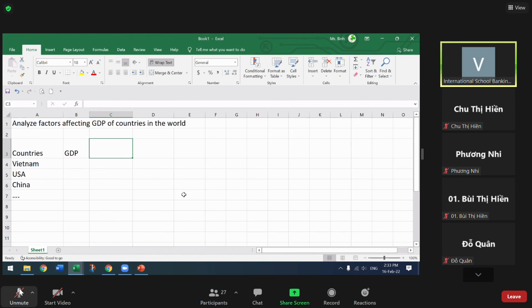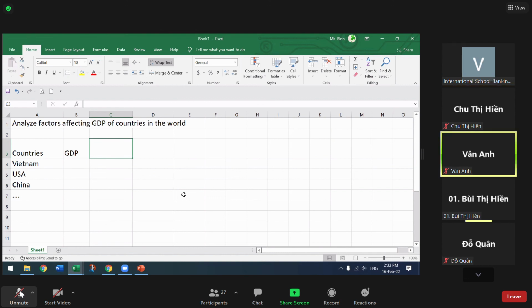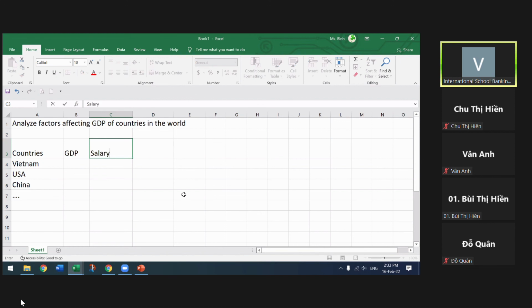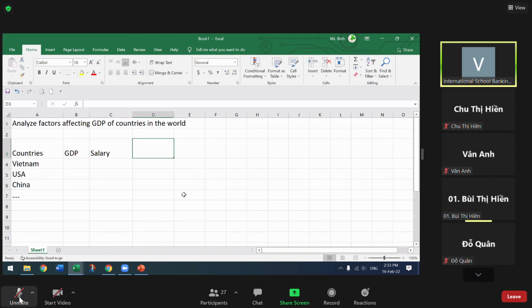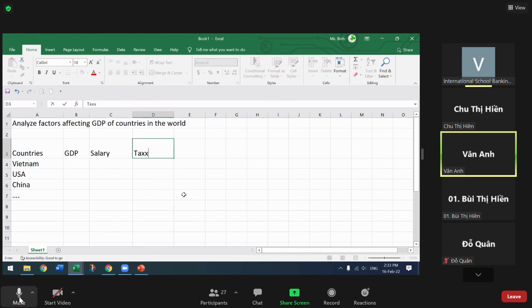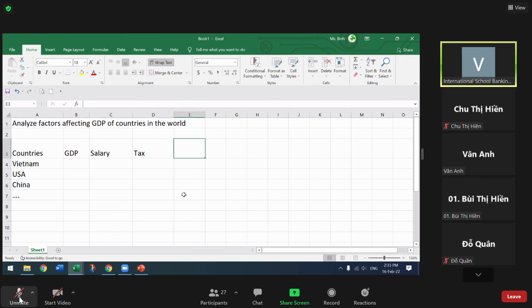Interest. Salary. What? Salary. Okay, and consumption. Tax, right. Tax, consumption.